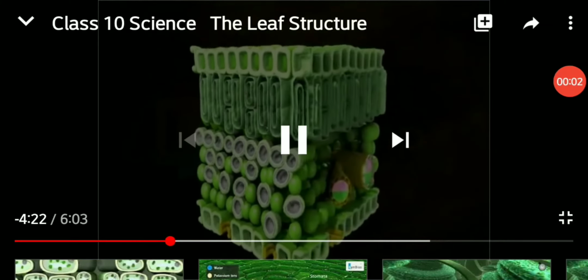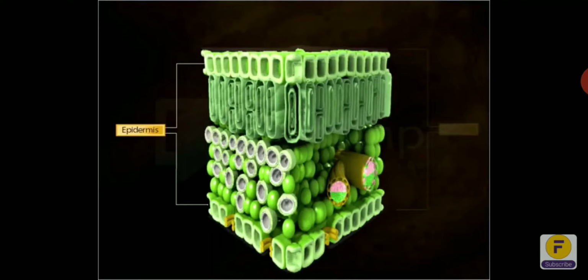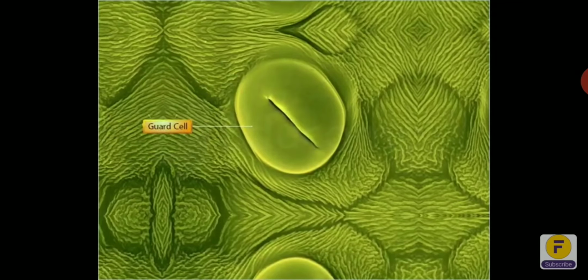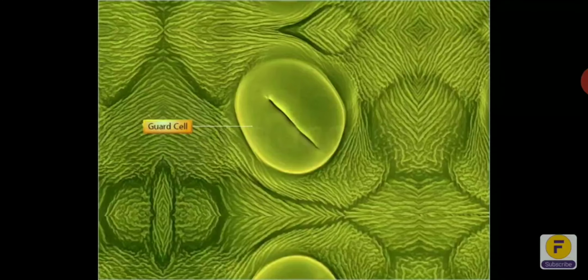Let's have a look at the internal structure of a leaf. The epidermal layers found on both the upper and lower surfaces of the leaf are made up of non-photosynthetic and transparent cells. They are covered with a waxy waterproof substance called cutin, which forms a cuticle layer. The guard cells possess chloroplasts and control water loss. Their walls are thicker around the stoma.